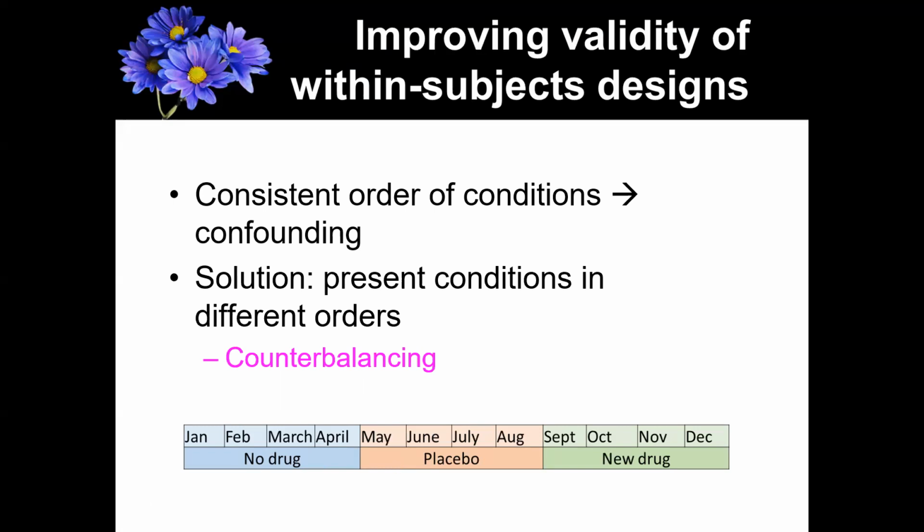So essentially, some people will get the no drug, some people will get this, right? They'll get the no drug here at this time point, the placebo at this time point, and the new drug at this time point. Other people, though, will get a different order. They might get the new drug first in the earliest part of the year, then the no drug in the middle part of the year, and then the placebo last. And then lastly, some other people will get the other order, which would be placebo first, no drug, and then new drug.